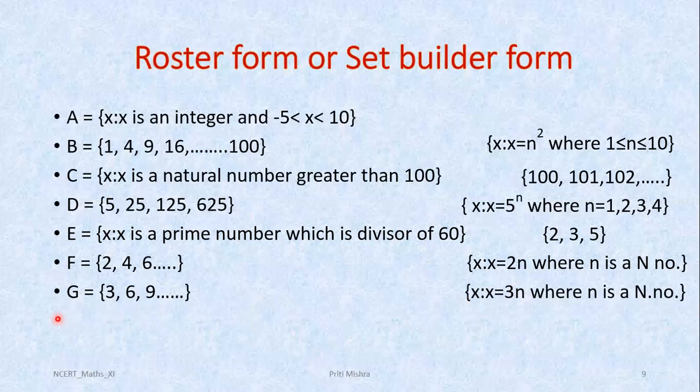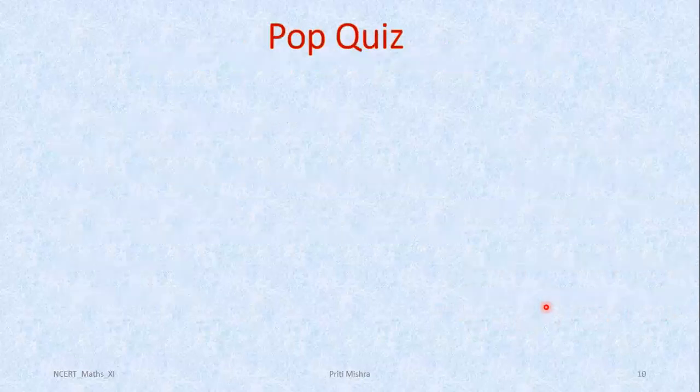After this, the last example I am having is the set G, which contains elements 3, 6 and 9. All these are written in tabular form. If you have to write it in set builder form, how will you write it? Find out the common property. This is 3, 3 into 2, 3 into 3. So write down x such that x is equals to 3 into n, where n is a natural number. Just by writing this, you are framing this set in set builder form. So that's all about roster form and set builder form.